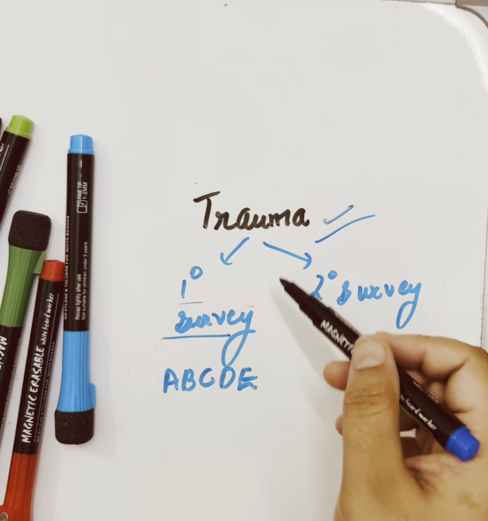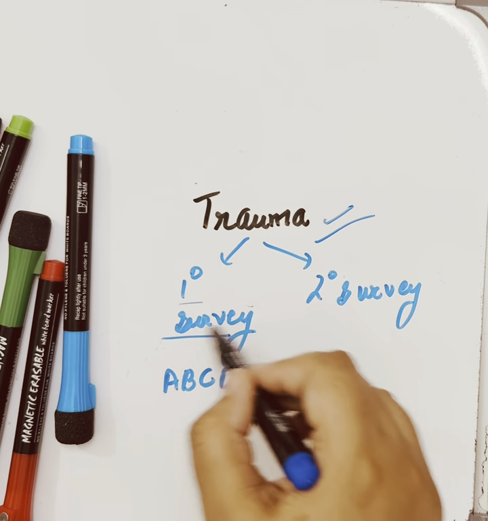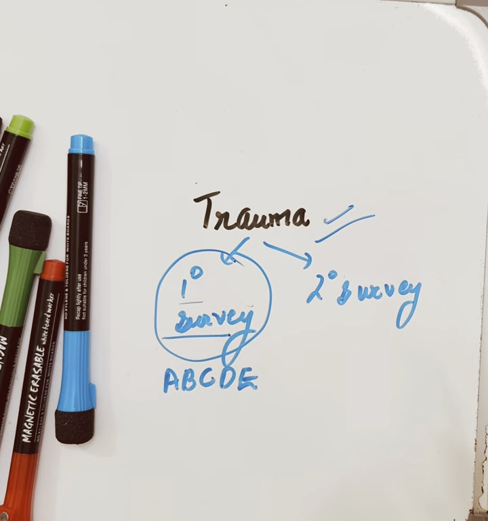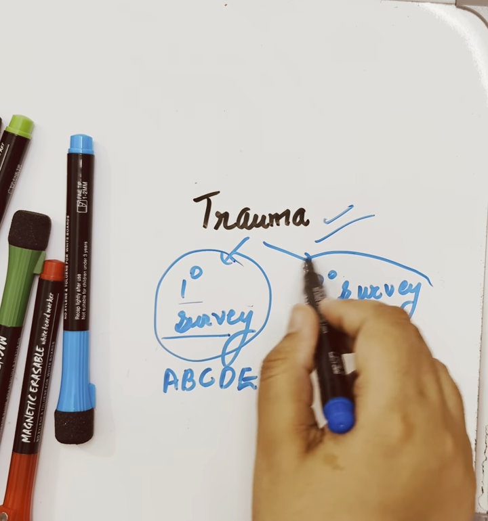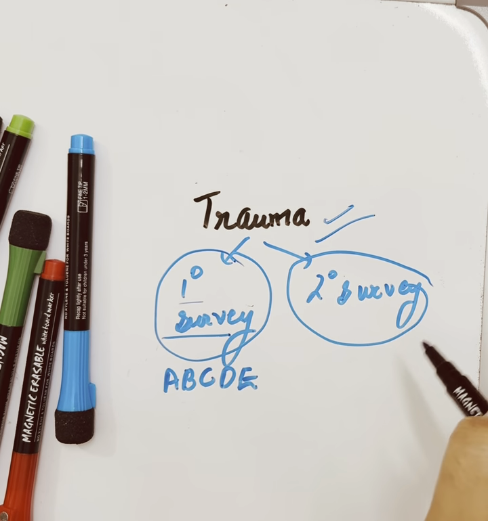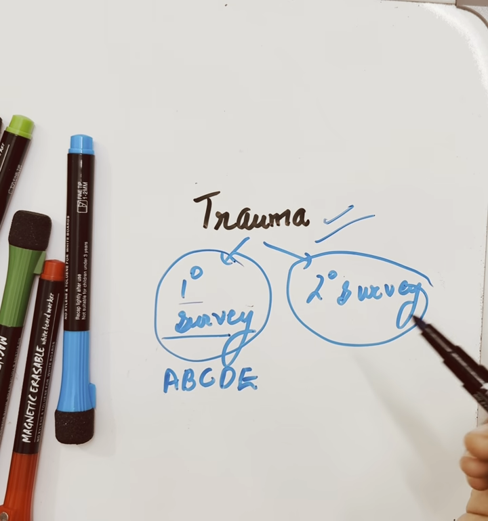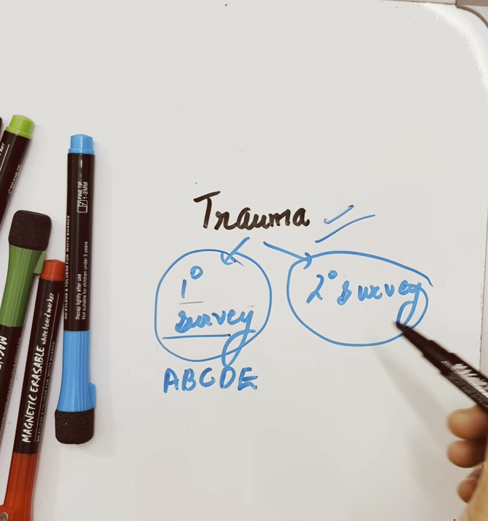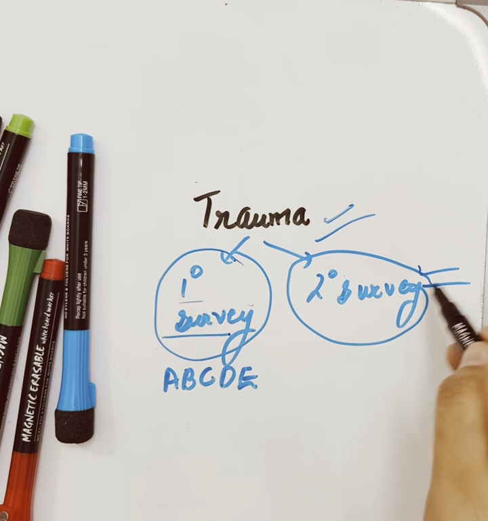What will you do? You'll have a primary survey that tells you about all the potential injuries and what interventions have to be taken, and then there is a secondary survey. This we do after the primary survey is complete and the patient is stable, and then we examine head to toe and evaluate all the organ systems.